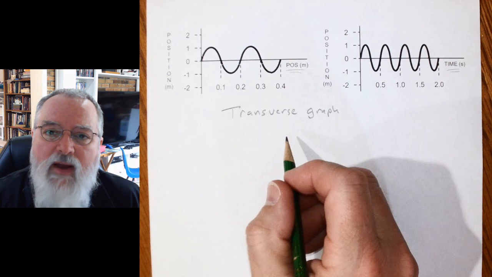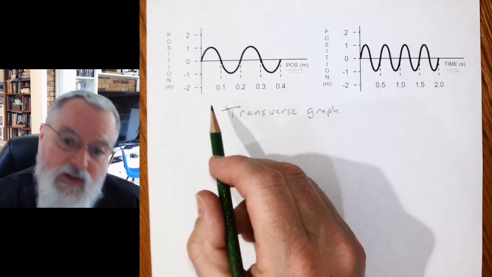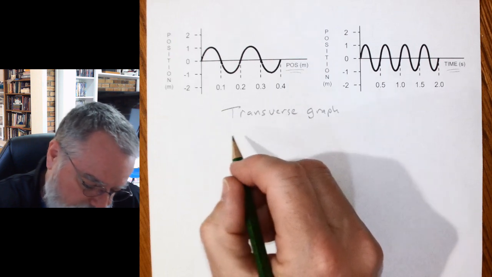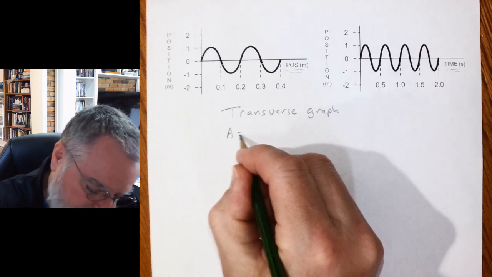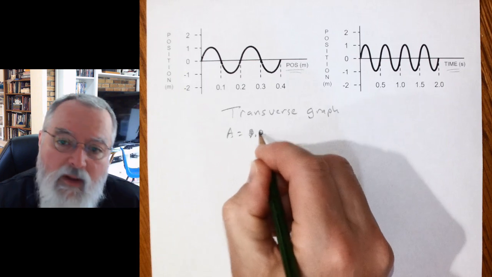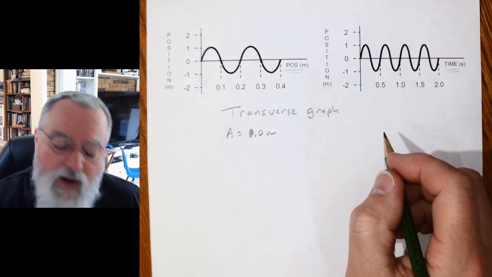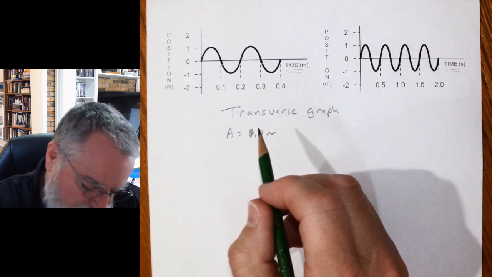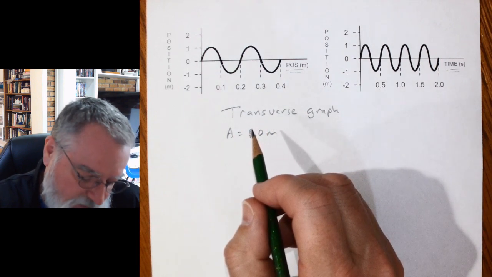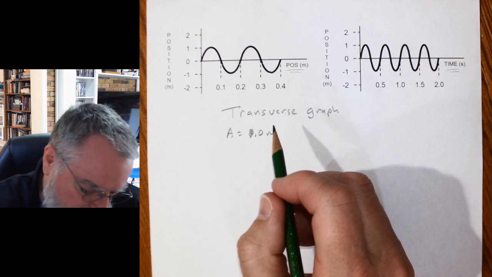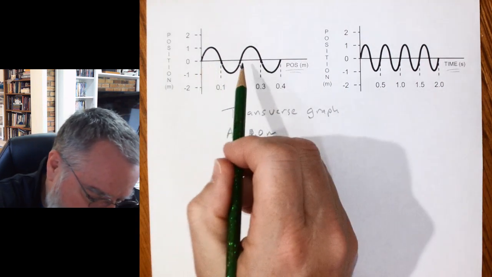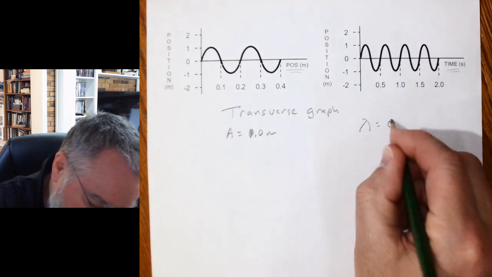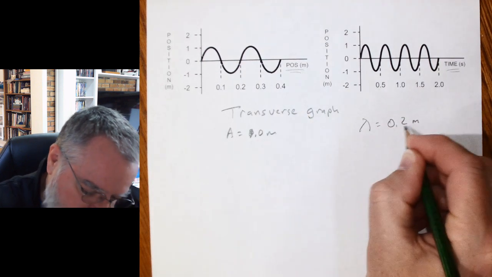Okay, looking at the graph on the left, actually looking at both graphs, the amplitude is 1 meter. So let's write that down. Okay, looking now at the left graph, the one that is position, I can get the wavelength, the length of one wave. So let's see, here's the start of a wave, here's the end of the wave, that's 0.2 meters. I'll write that down, wavelength 0.2.